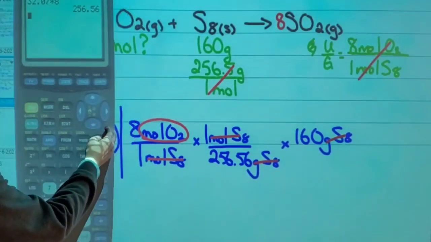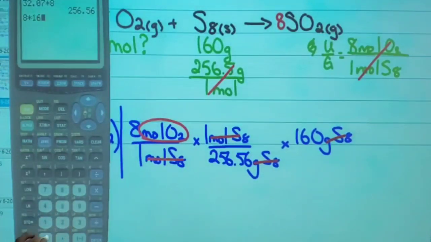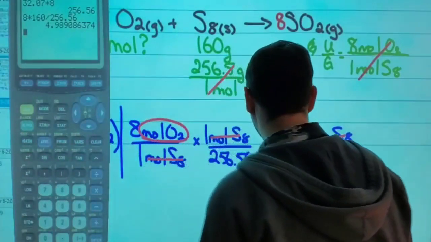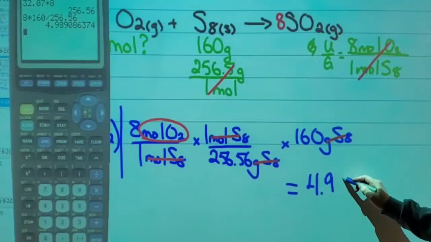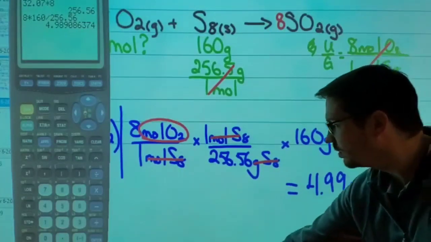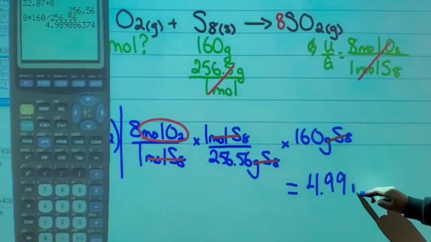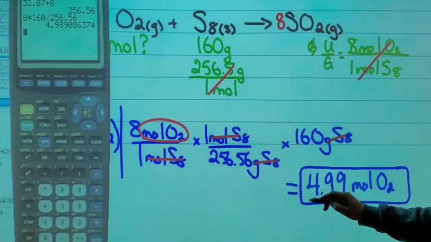So now all we have to do is plug this into our calculator. We're going to go 8 times 160 divided by 256.56. And I get 4.9890 something. Double check my math because I have been known to be wrong. But 4.99 moles, check out our unit, moles of oxygen. Perfect.